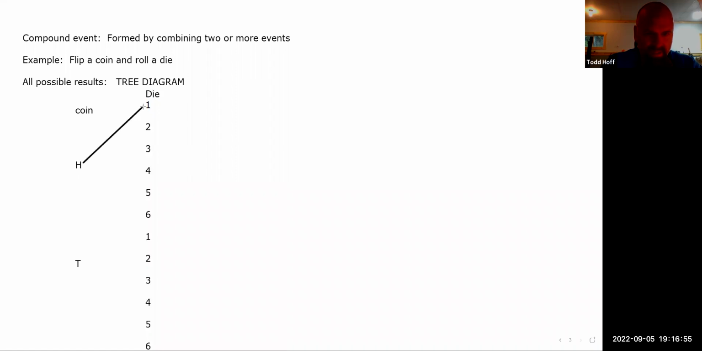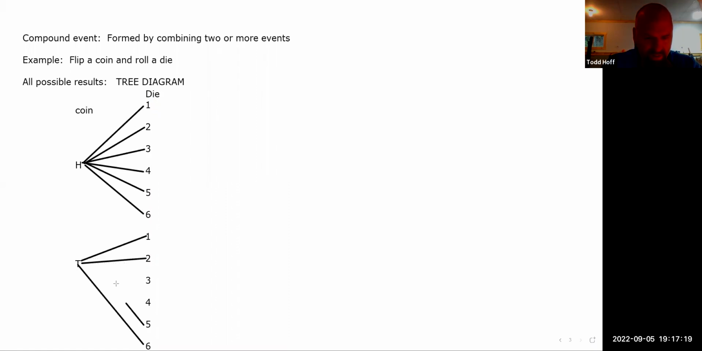So we have heads and a 1, heads and a 6. I'm going in odd intervals like this because my system won't allow me to overlap lines. I have tails and a 1, tails and a 2, tails and a 3, tails and a 4, tails and a 5, tails and a 6. And of course, these all go back to the original start here.